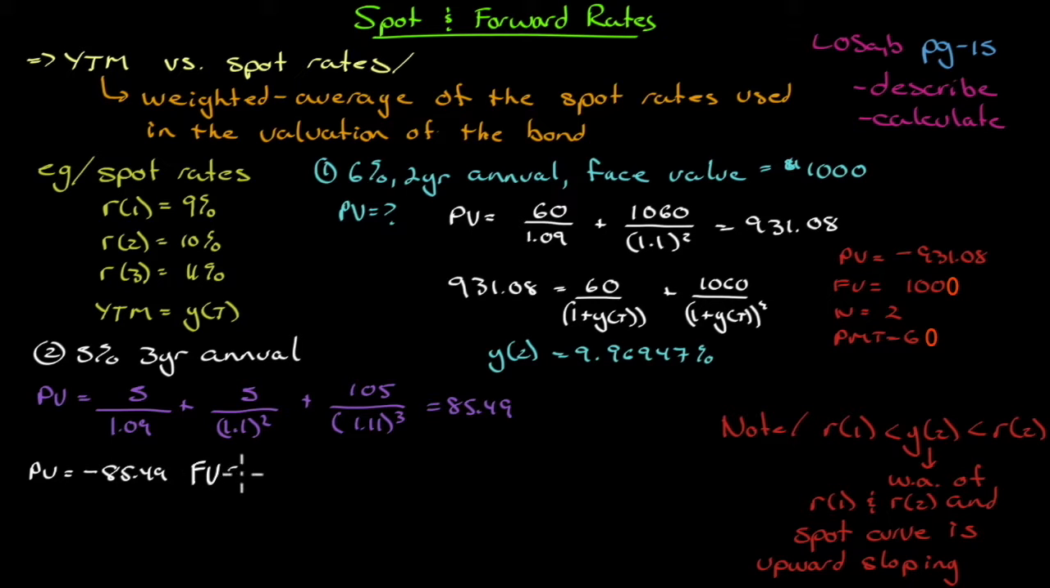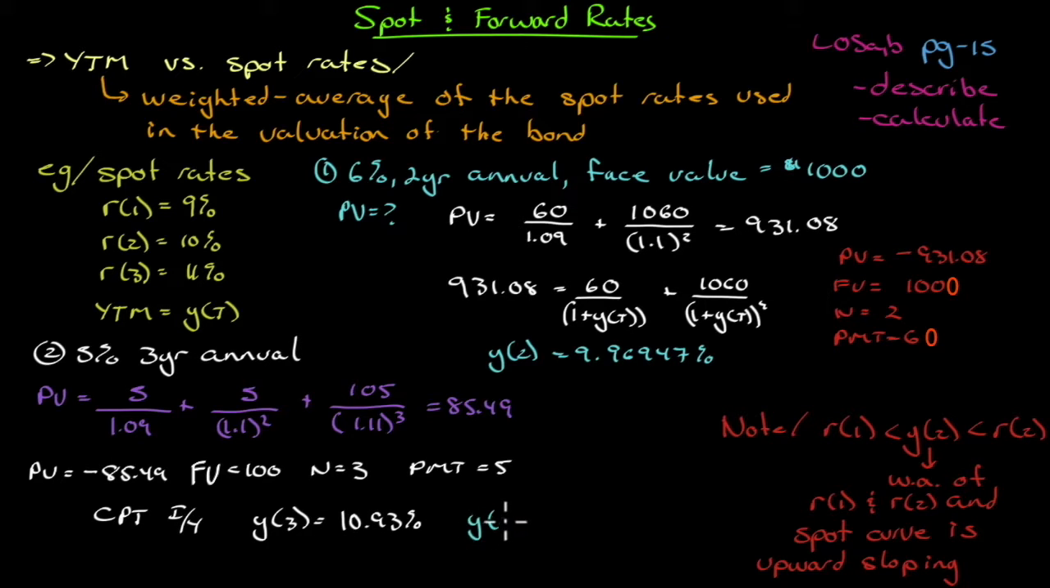My PV will equal 100. My N is equal to 3. And my PMT is equal to 5. All I have to do is compute IY, which is my Y3, which will be 10.93%. Now, let's see what we've done here. What do we have in this case? We have our Y3. You'll notice 10.93% is less than R3.